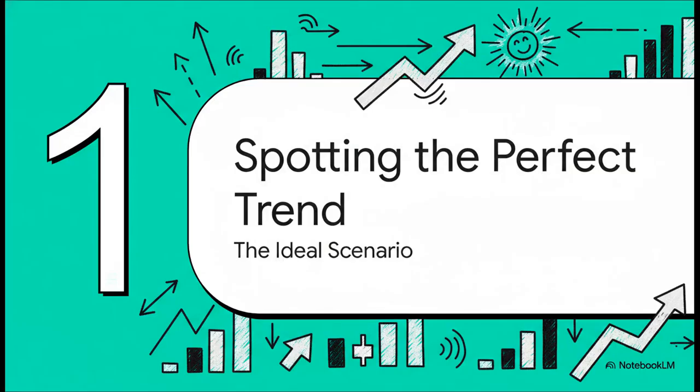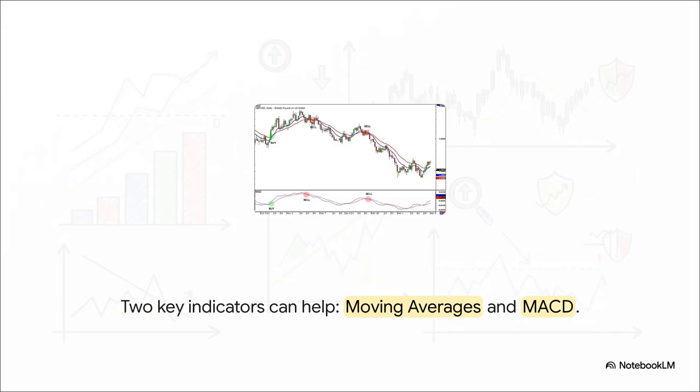Okay, so first, let's look at the dream scenario, right? We're going to walk through a picture-perfect example where all the stars align, all the signals fire correctly, and it points to a beautiful, profitable trend. So, the two main players we're talking about here are moving averages and the MACD. Now, these guys are trend followers. They're designed to jump on a trend after it's already started. And yeah, that might mean you get in a little late, but here's the trade-off. Your chances of being flat out wrong go way down.